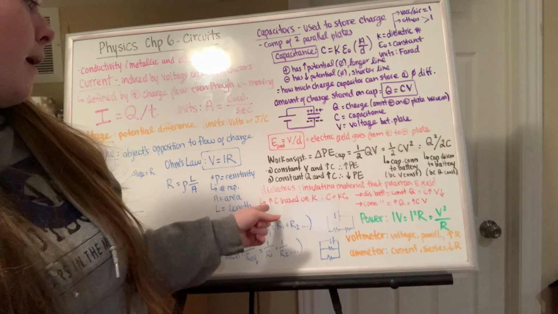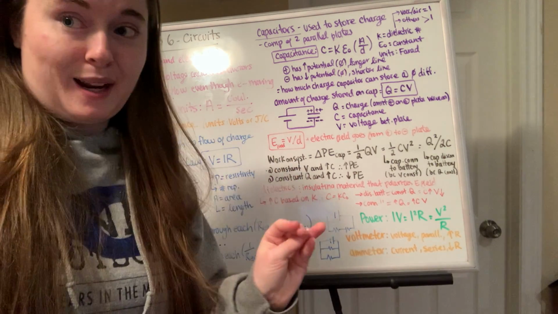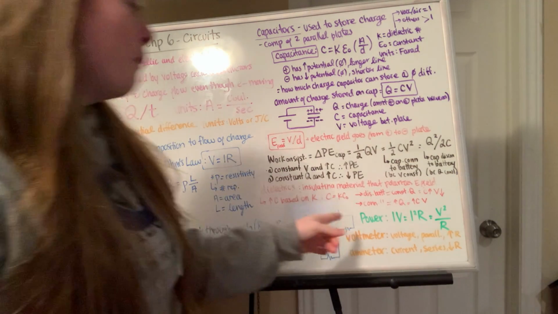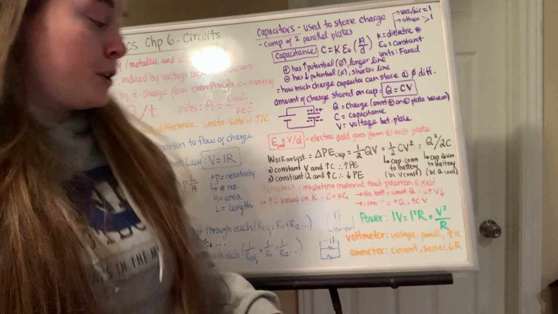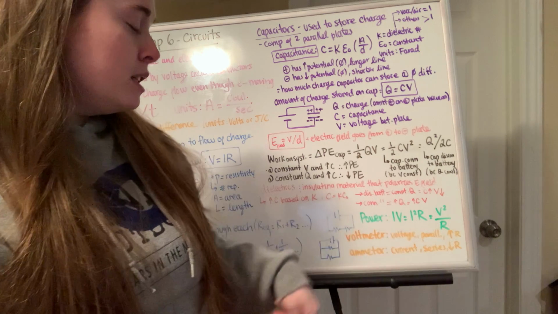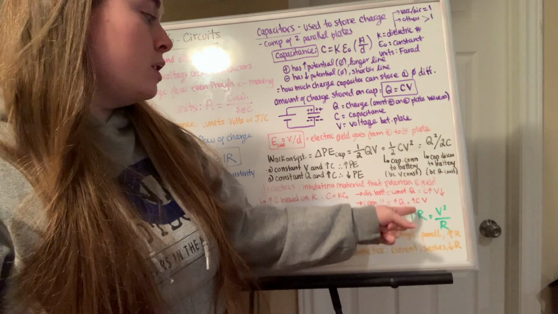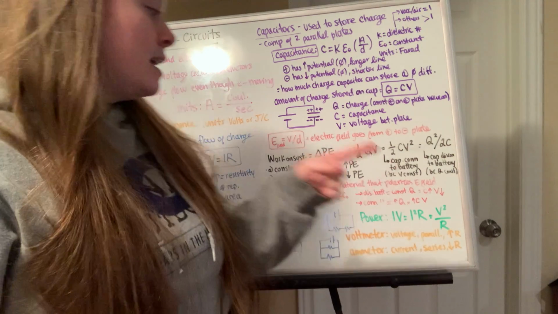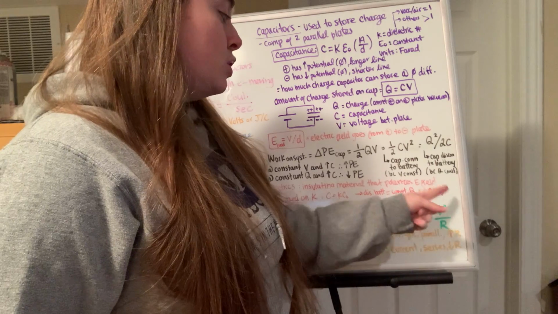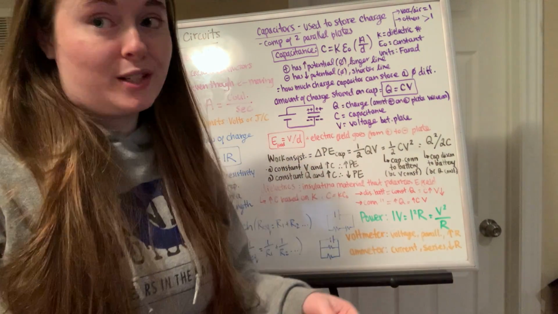So we have 3 more things to say about this, and then we'll be done. I know this is quite a long video, but there's a lot to cover in this chapter. So power, we might also see that when we're talking about circuits. Power equals IV, right? Current times voltage. It can also equal current squared times resistance. It can also equal voltage squared over resistance. Okay, so just know those equations as well.